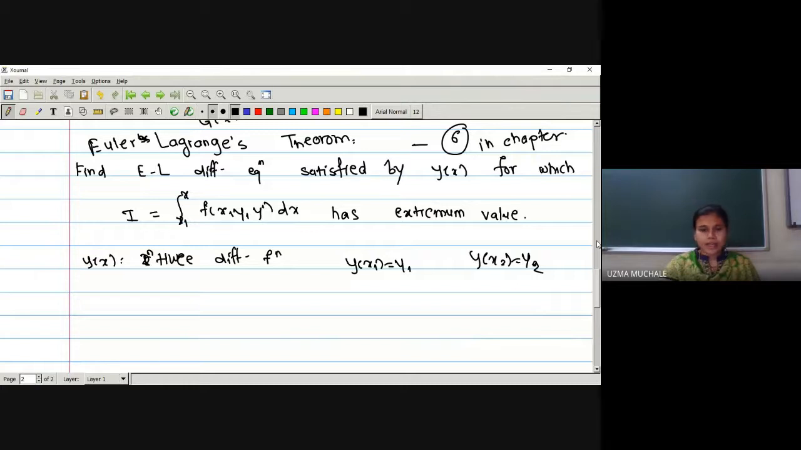Tell me what is given and what is to be proved. Find Euler-Lagrange's differential equation satisfied by y of x, for which the value of the integral has an extremum value. And what is given to us? We have y of x is a twice differentiable function, and y satisfies the condition y of x1 is y1, y of x2 is y2. Someone tell me what is given and what is to be proved.